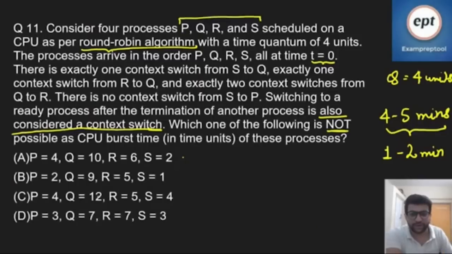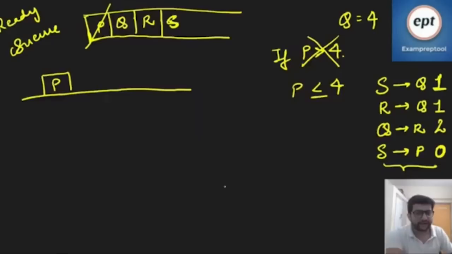So let's see the options. We have been given that option A, P equals 4, this satisfies. P equals 2, this also satisfies. P equals 4, this also satisfies. And P equals 3 is also satisfied, right? So P less than or equal to 4 is correct. We have to remember this condition, right?